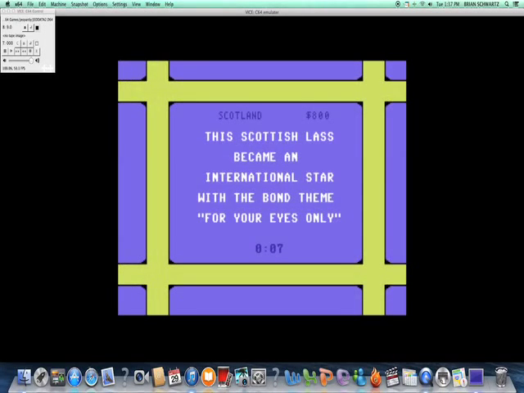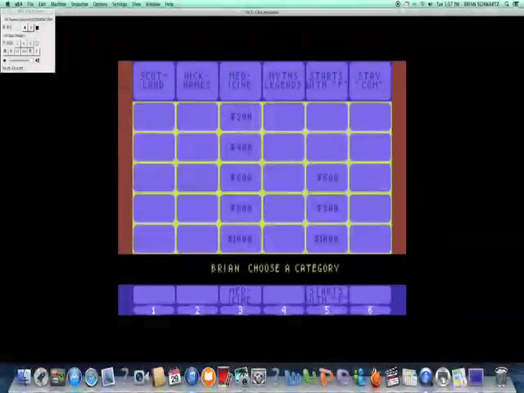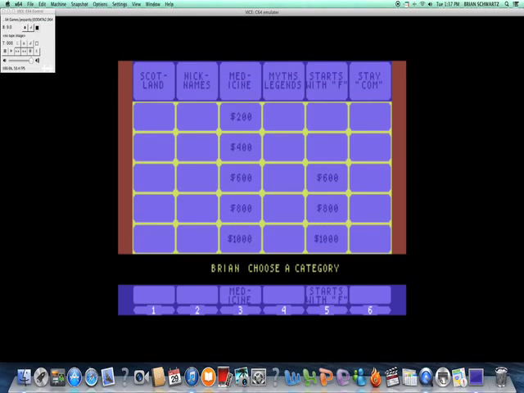Scotland for 800. This Scottish lass became an international star with the Bond theme For Your Eyes Only. I have no idea. Who is Sheena Easton? I had no idea she sang that. Also didn't know she was Scottish.